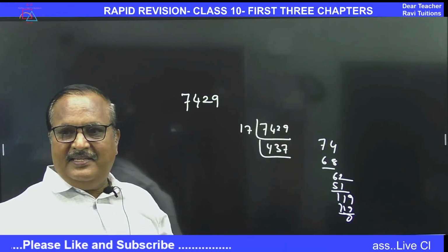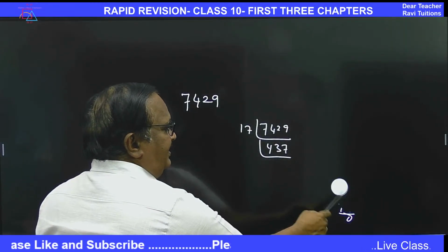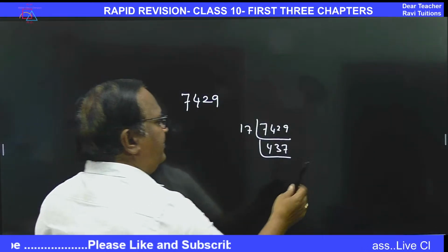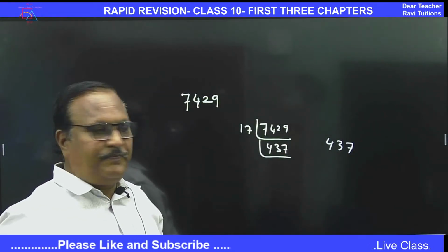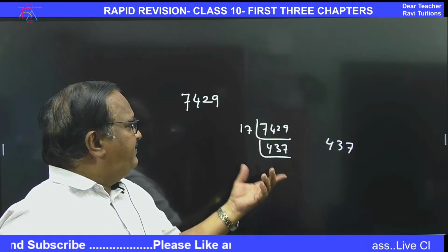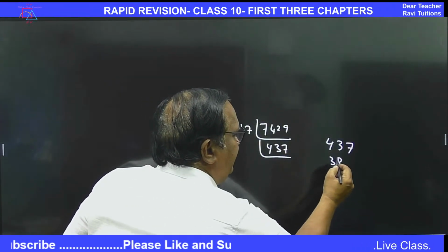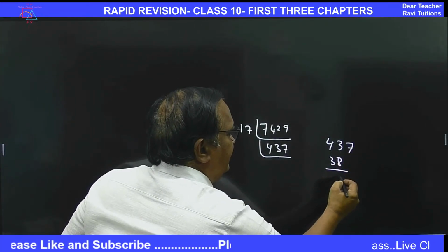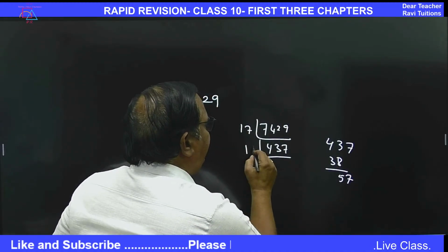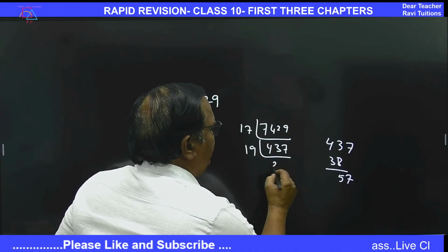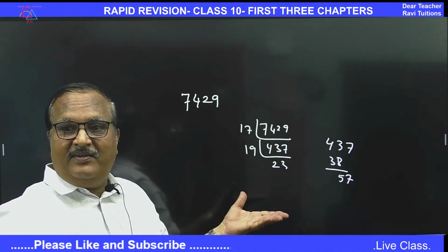Will 19 divide into this? Let's check once. Okay, so now our new number is 437. We will check the 19 table. So 3 19s are 57, 2 19s are 38, 13 minus 8 is 5, 57, 3 19s, yes, 19 table. So 2 and 3, 23 over.